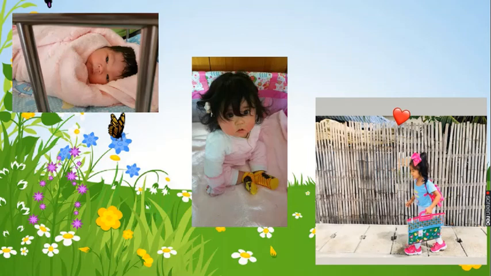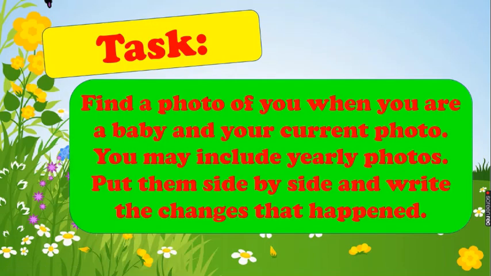So enough about my baby. Now let's talk about this one. This is a story that I'm supposed to read to you, but we don't really have much time for this, and this will be connected to your task, your homework. What you're gonna do is find a photo of you when you were a baby and your current photo. You may include yearly photos, like a picture when you were 1 or 2 or 3 or 4 or 5 or 6 or 7. Or it doesn't have to be like that. Just a photo of you when you're a baby, or your photo right now. That doesn't have to be today, maybe yesterday or last month. Just 2 photos is okay.